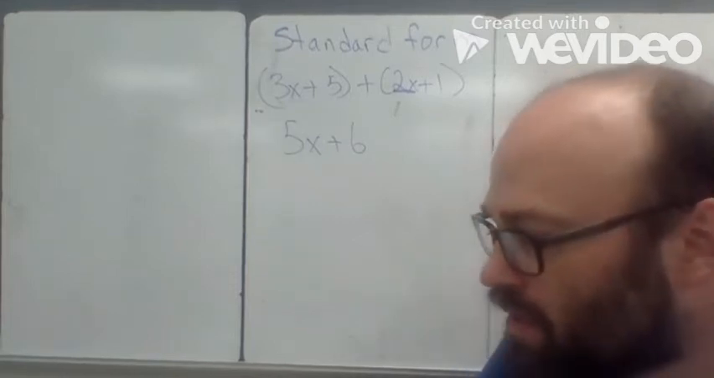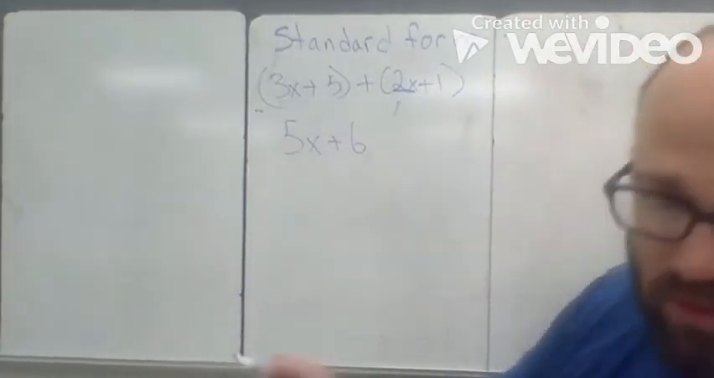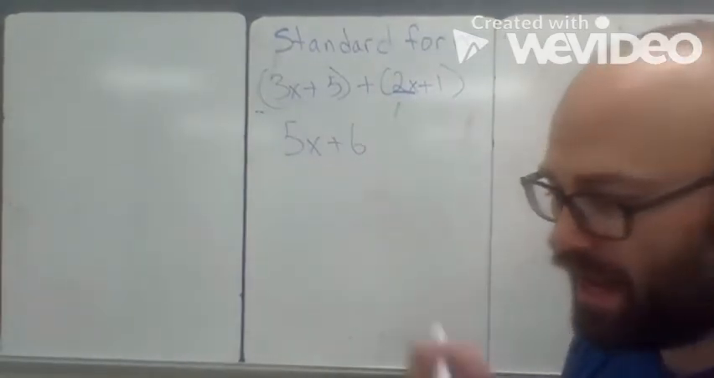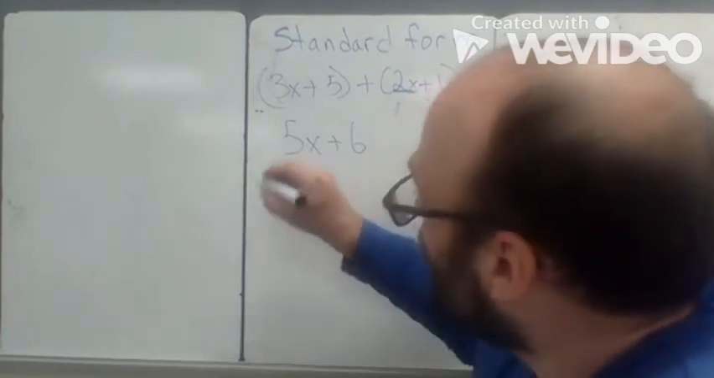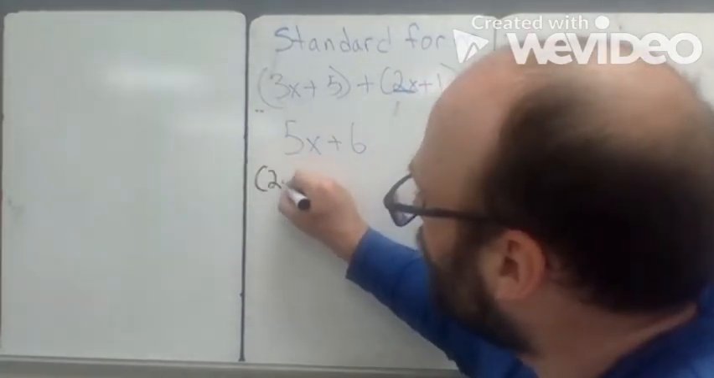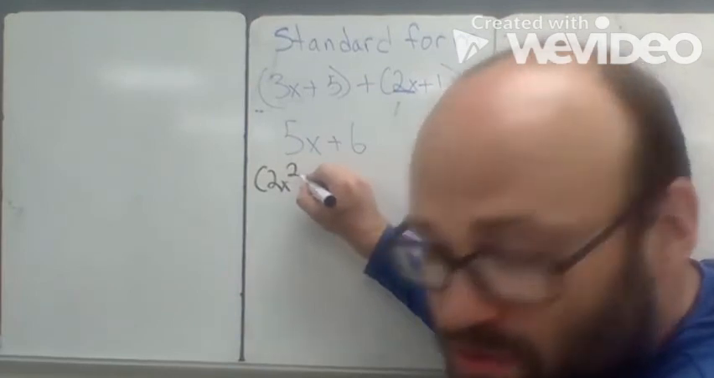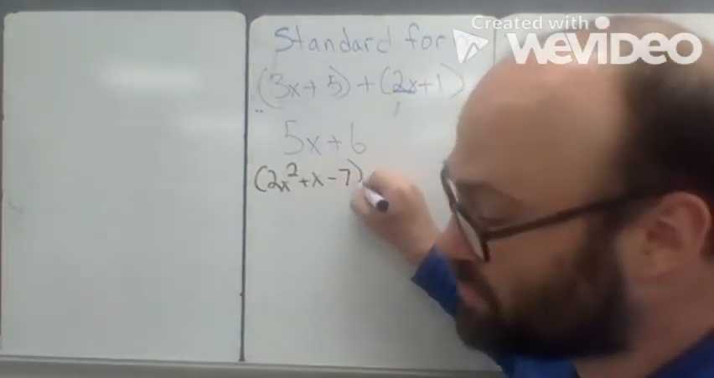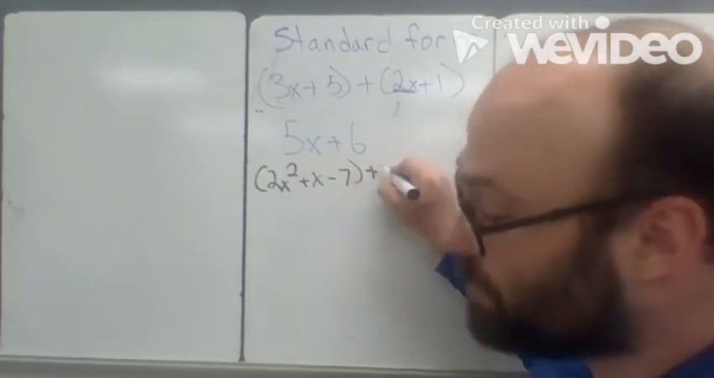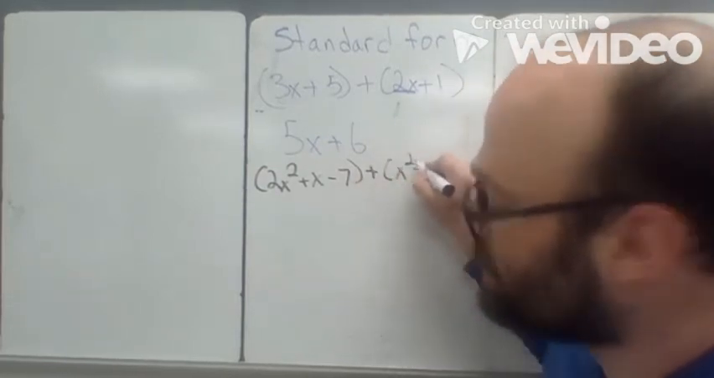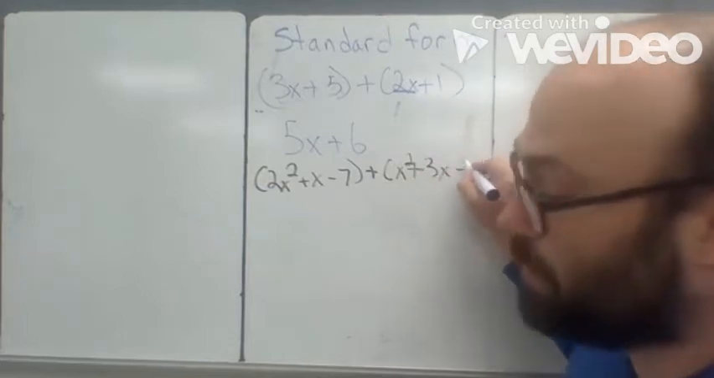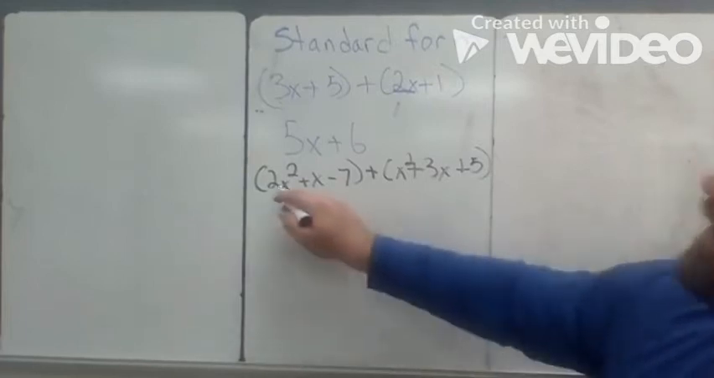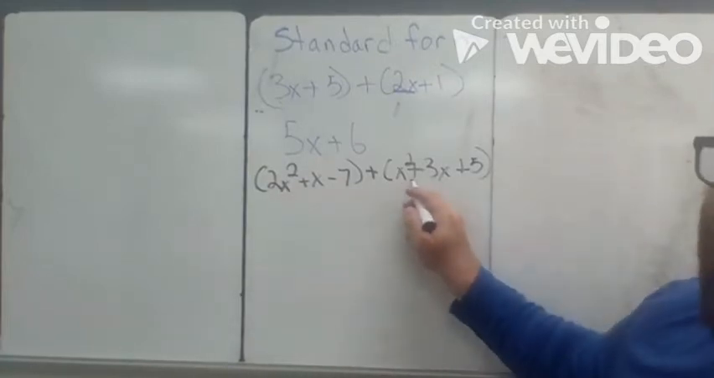So let's look at another one. Let's do this in a different color. Let's do it in black. We did that in blue. So we have the quantity 2x squared, it's a little bit easier to see with the black, plus x minus 7, that quantity, plus x squared plus 3x plus 5. And so what we're going to do is go through and find like terms. This is an x squared, and that's an x squared, and we're just adding them together.